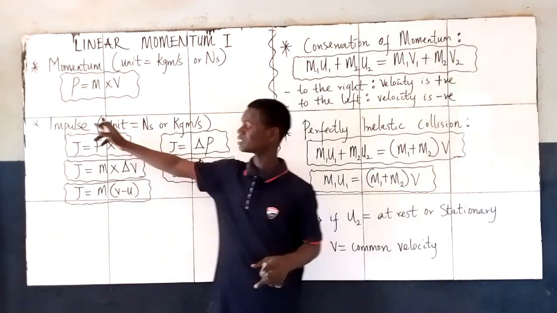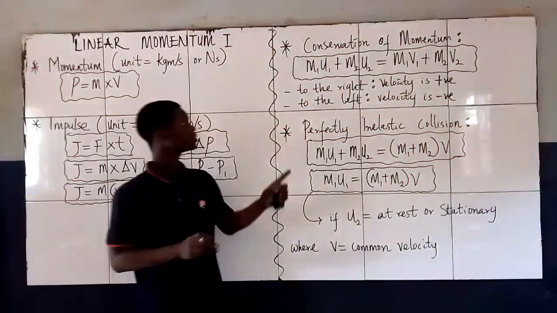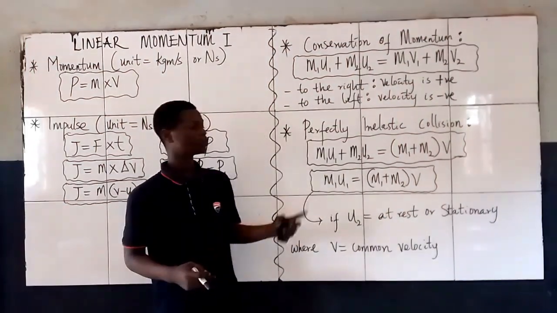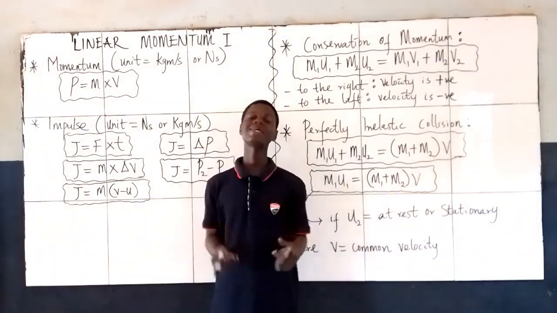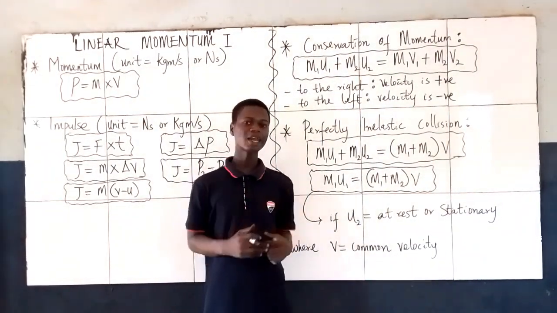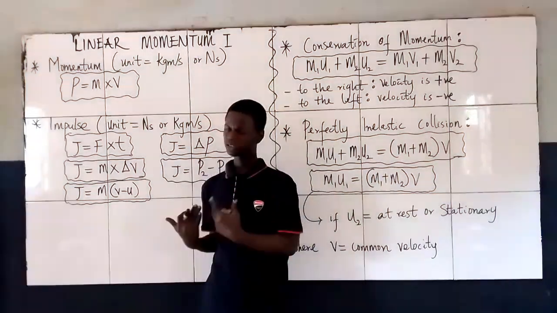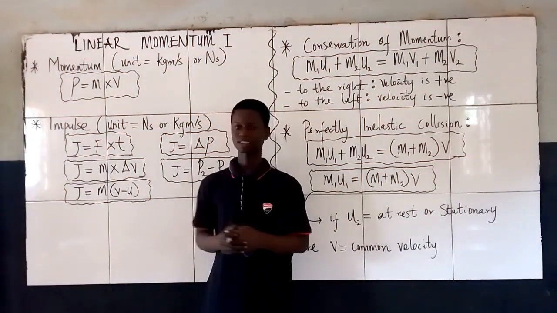Thereafter, we shall be talking about impulse. Thereafter, we shall be talking about conservation of momentum. And lastly, we shall be talking about perfectly inelastic collision. These are the aspects we'll be looking at under series 1. So without wasting time, let's look at what we need to know under these aspects.